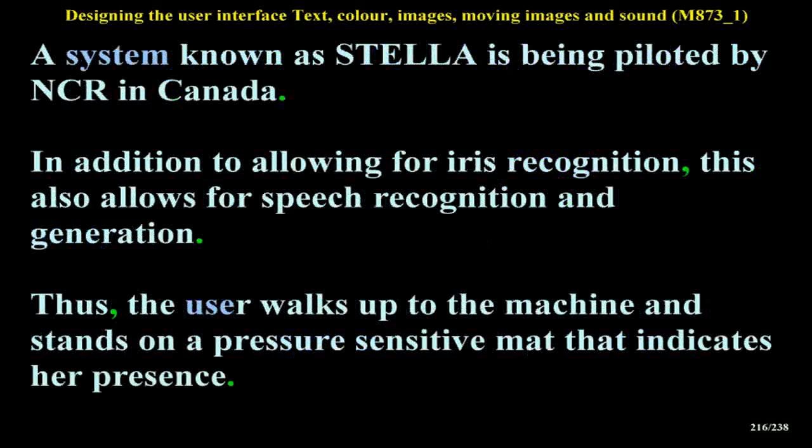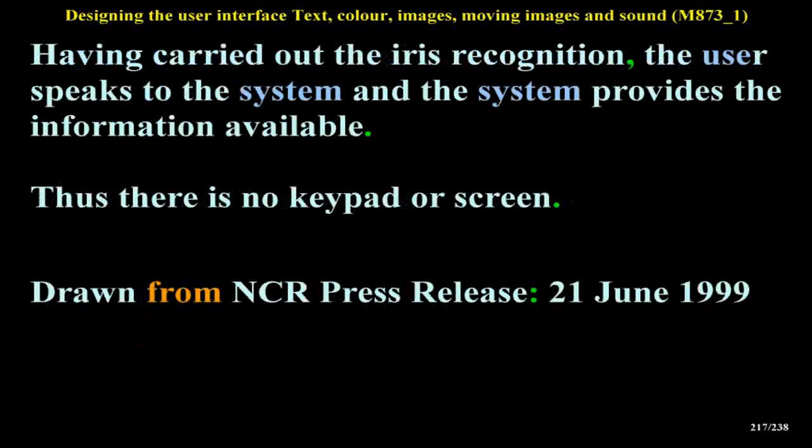A system known as Stella is being piloted by NCR in Canada. In addition to allowing for iris recognition, this also allows for speech recognition and generation. Thus, the user walks up to the machine and stands on a pressure-sensitive mat that indicates her presence. Having carried out the iris recognition, the user speaks to the system and the system provides the information available. Thus there is no keypad or screen.